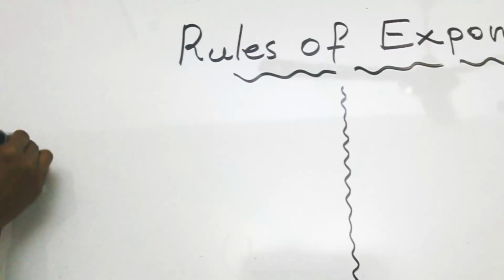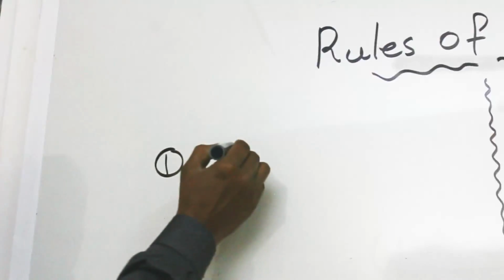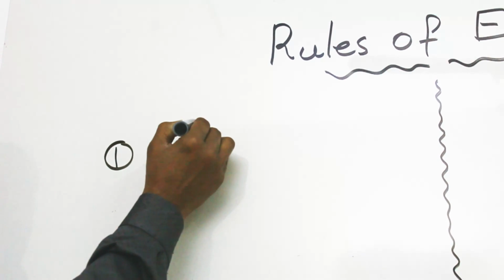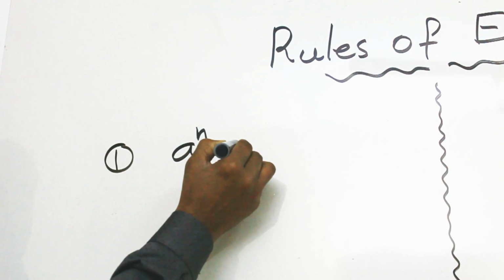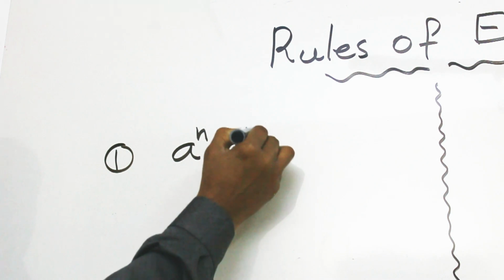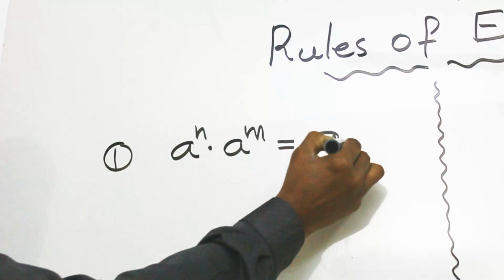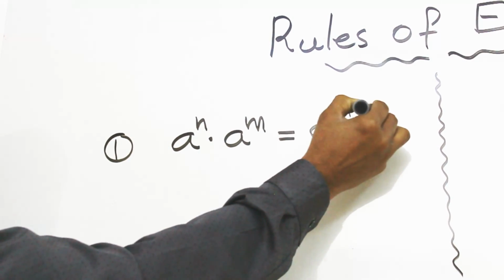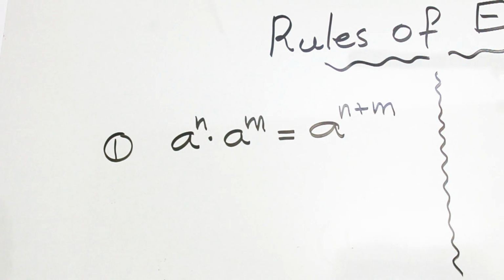Number one: a power n into a power m is equal to a power n plus m. This is rule number one. a power n times a power m is equal to a power n plus m. So the base will be the same and the exponents will be different. In that case we have to add the exponents.